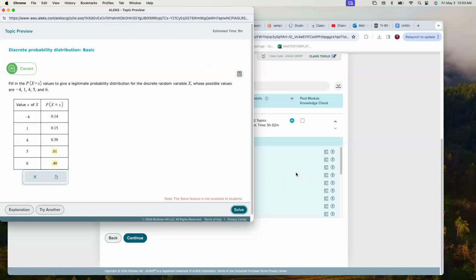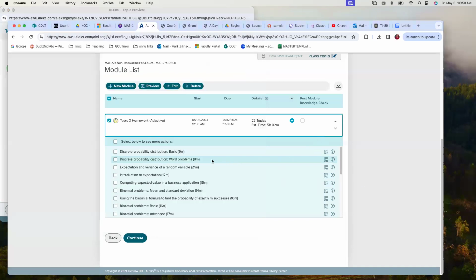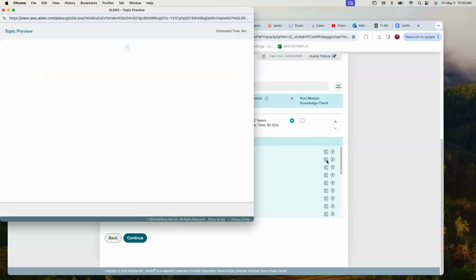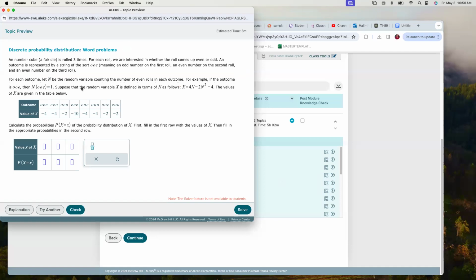All right. Moving on to the next type of problem here, you might be given some sort of word problem. And so here, this one kind of seems really confusing to start off with because you've got X's and N's and so forth. And what this equation for X is, it's explained here. Essentially, I don't want to get too far into it, but basically what they're going to do is N be the random variable that counts the number of even rolls. Okay. And so what you'll do is you'll determine X.